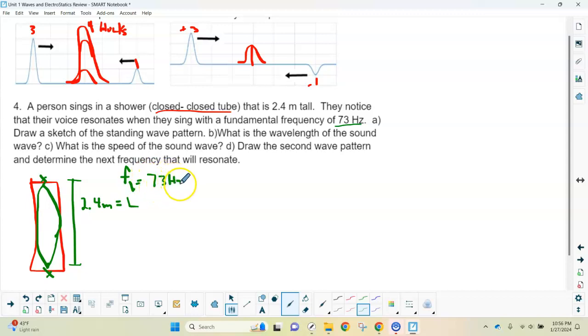And we sketched the standing wave pattern that's there. So it says, what is the wavelength of the sound? So to get the wavelength, we need to know how much of a wave fits in this tube. So basically a half of a wave fits in this 2.4 meter long tube. So if you want the wavelength, you'd have to double both sides. So the wavelength would be 2.4 times 2, which is 4.8 meters.